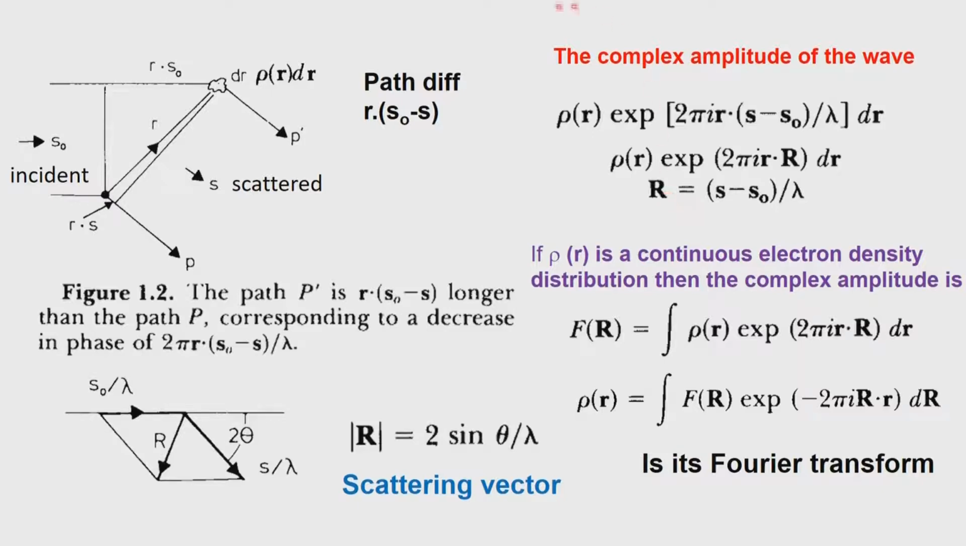So, to summarize this part of the discussion, we have an incident radiation and then a scattered radiation. It falls on a certain electron density rho of r d of r, which is a small elemental volume inside the crystal, let us say.